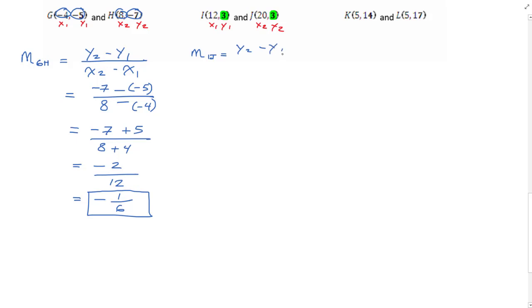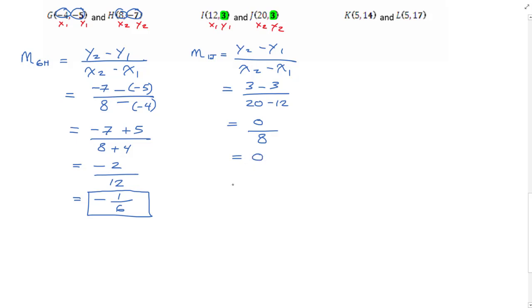y2 minus y1 over x2 minus x1. All right, so I have 3 minus 3 on top and 20 minus 12 on the bottom. So 3 minus 3 obviously gives me 0. 20 minus 12 gives me 8. And 0 divided by 8 is 0.